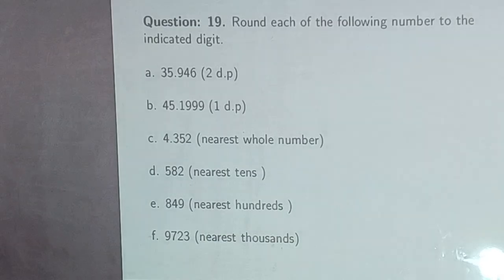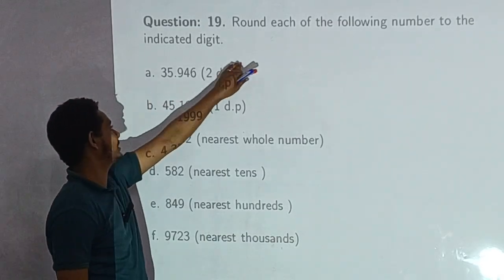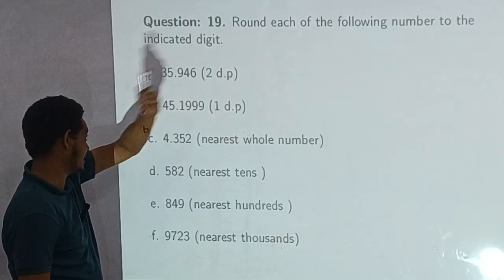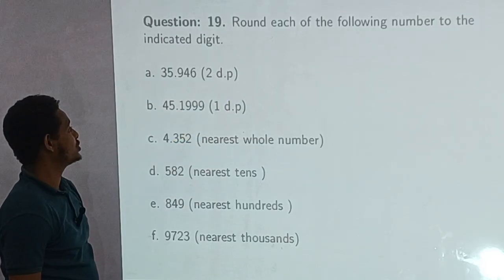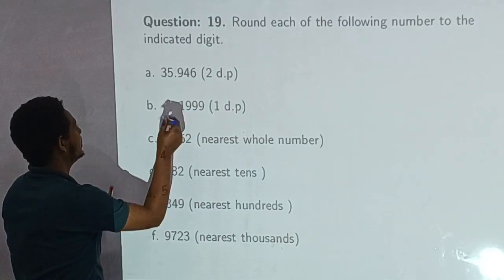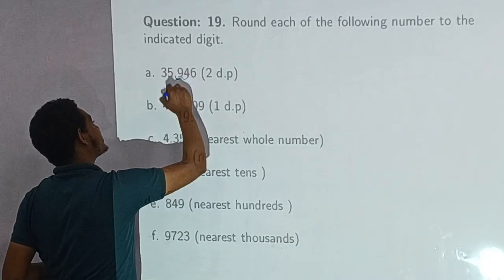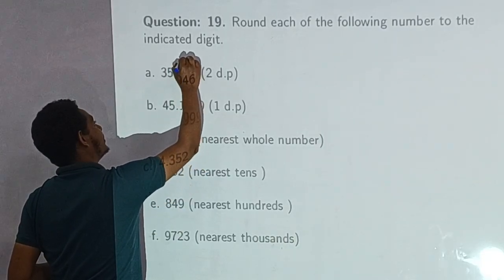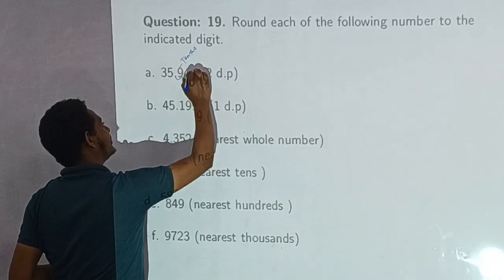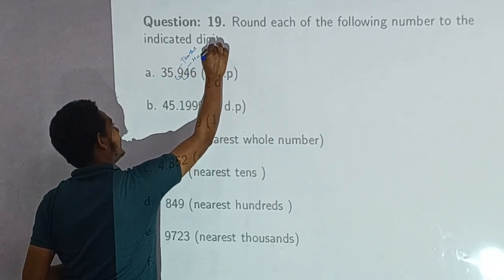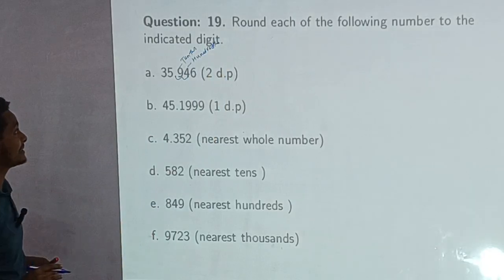Each of the following number to the indicated digits rounding ይጠይቃል። The first one 35.946 to round this one to the nearest one. To two decimal place means ወደ ሁለት decimal place. So we are asked to the nearest one. ይሄኛው ምን ይባላል? ታይም ያ ታይምስ and this is 100. ስለዚህ ይሄን round ስናደርግ the nearest 100 is የሚገኘው.